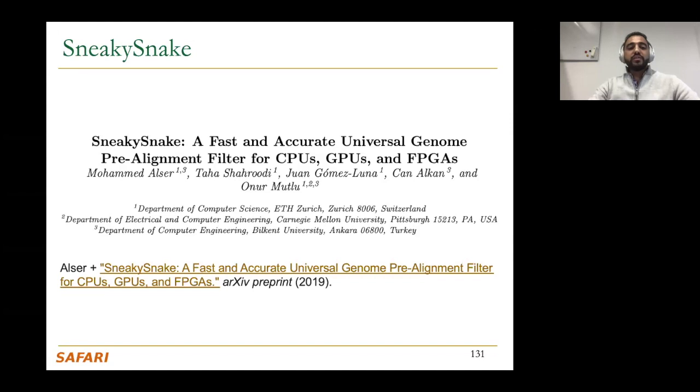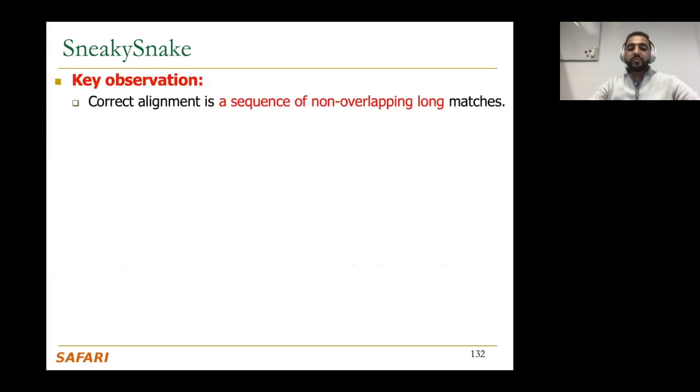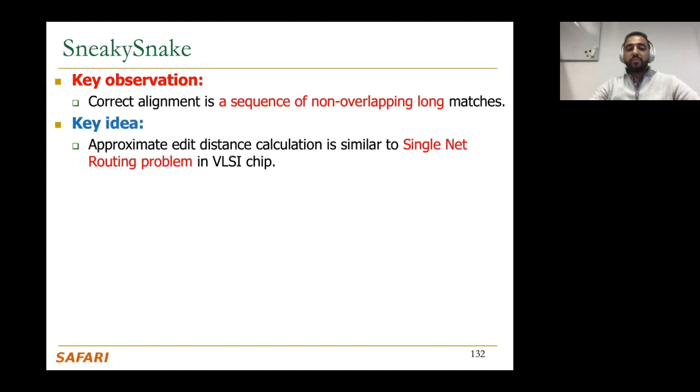So this is the last pre-alignment filter, called SneakySnake. We designed it for CPU, GPUs, and FPGA. So what's the observation in SneakySnake? A correct alignment, again, is a sequence of non-overlapping long matches. Now, what's the difference between this and Shouji? Here, we try to find non-overlapping matches. And what do I mean by that?